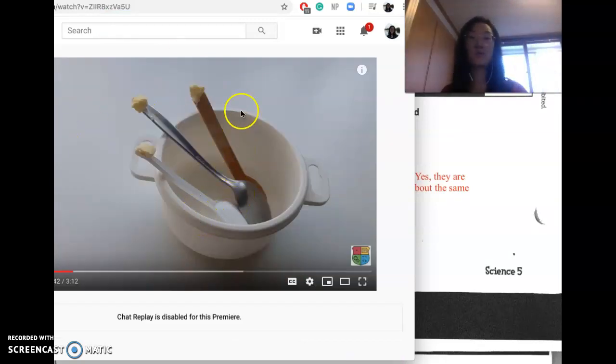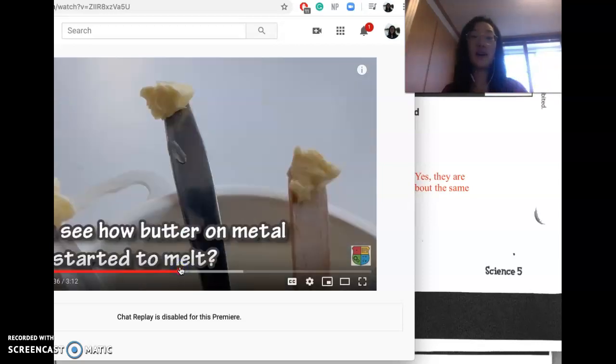And then this one you can actually try at home. You just need 3 different types of spoons. It's to test which one is the best conductor. We already know the answer, right? Metal. So metal spoon, plastic spoon, wooden spoon, and you put a little bit of butter on the end, and then you put hot water inside to see which one will melt faster. If you want to find out, watch the video.